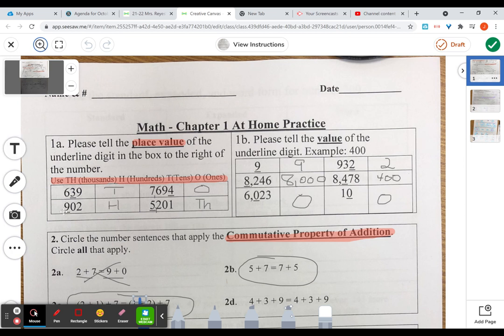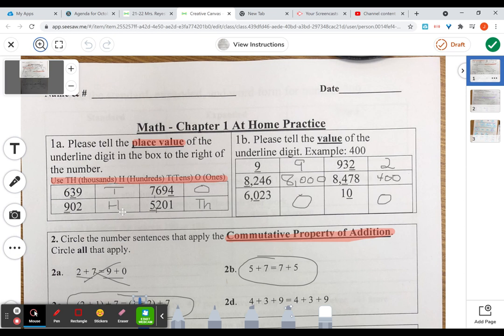So for 1A, we are looking for the place value. You're going to use the abbreviations of TH, H, T, and O to represent the thousands, hundreds, tens, or ones. So you're looking for the underlined digit and telling me the place value. So for 639, the 3 is the one that's underlined. It is in the tens place, so I'm going to put a T in the box.